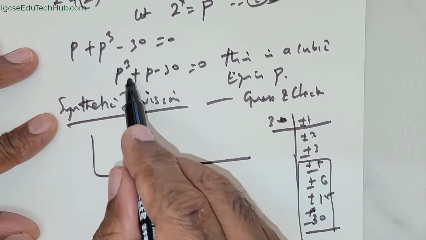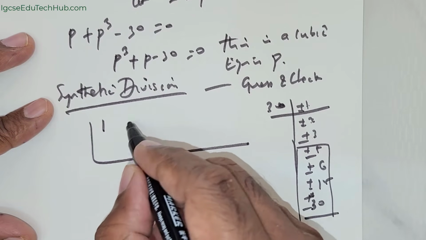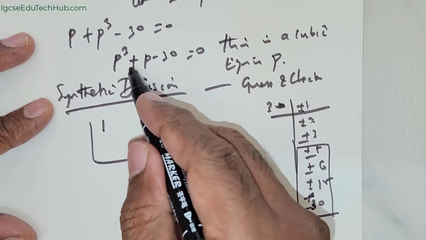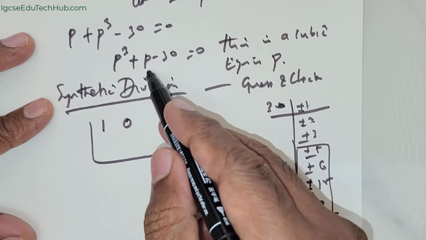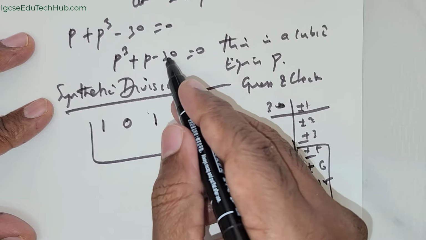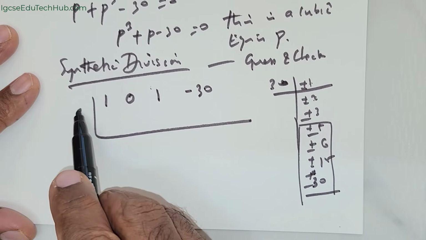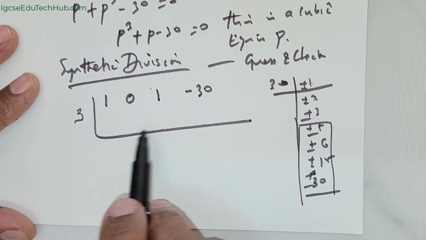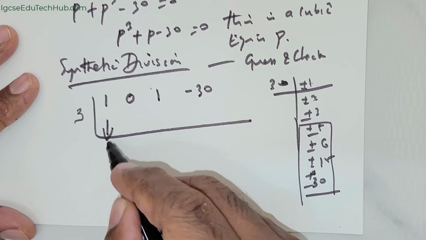So you draw a line like this, and write down the coefficient of p cubed, which is 1. The coefficient of p squared should also be there, but apparently the p squared term is missing, so you place a 0 there. After p squared comes the p term, take the coefficient of p, which is 1, then the constant term, negative 30. So now I would like to place positive 3. 3 is already a factor here, so I want to place 3 here. Now bring this 1 down.